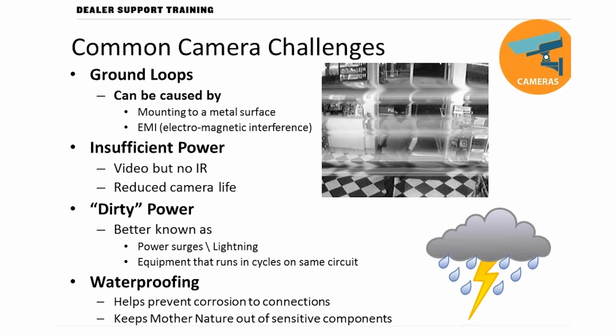Dirty power, which is better known as power surges or a lightning strike, or equipment that runs in cycles on the same circuit. And waterproofing. This helps prevent corrosion to connections and helps keep Mother Nature out of sensitive components.